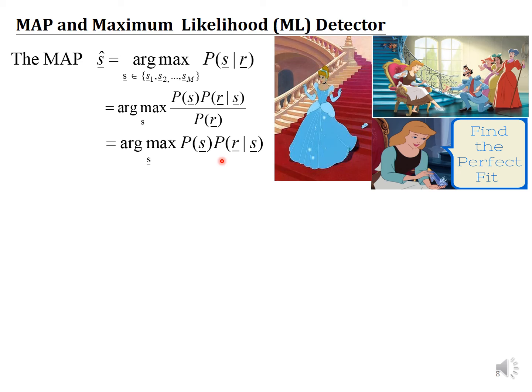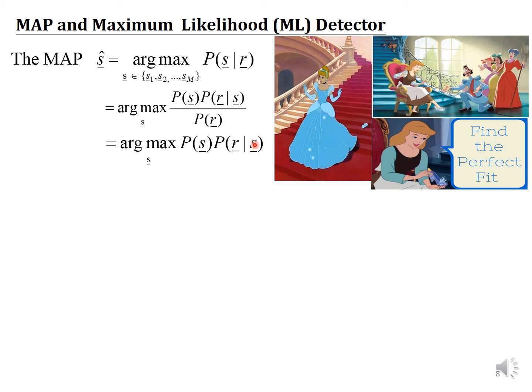The way we're doing this is sometimes this conditional probability on R. This is called the posteriori probability. That is difficult to find. Given these shoes, we don't know which candidate has the higher probability.